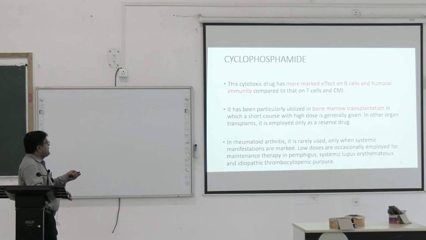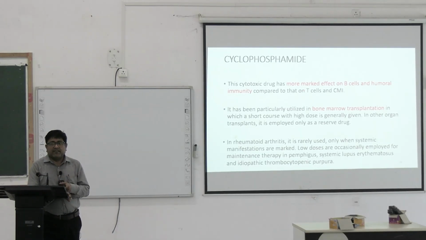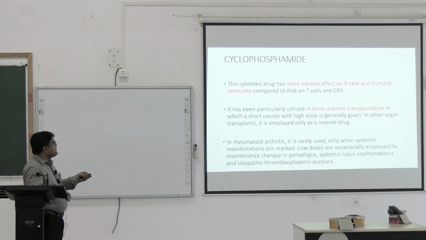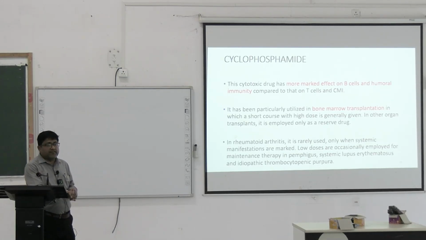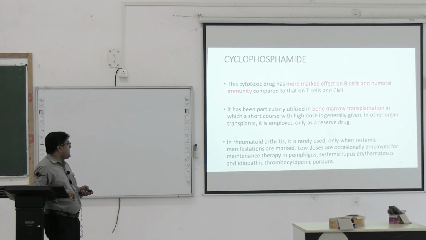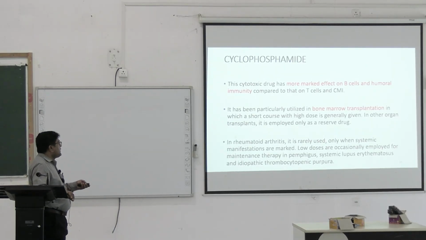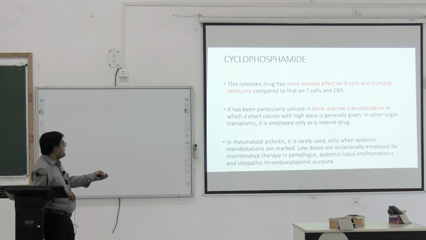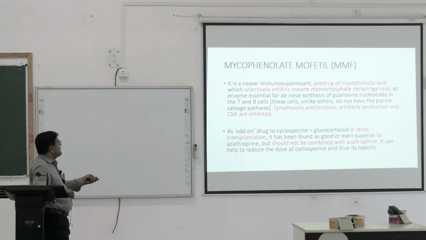Then cyclophosphamide. Basically, they have got more marked effect on the B cells compared to the T cells. So, they affect humoral immunity more. It has been particularly utilized in bone marrow transplantation, where a short course is given. In other transplant, it is employed only as a reserve drug. In rheumatoid arthritis, it is rarely used when other systemic manifestations are marked. Well, chlorambucil is relatively weak immunosuppressant, where it is sometimes utilized in autoimmune disease and transplant maintenance regimen.